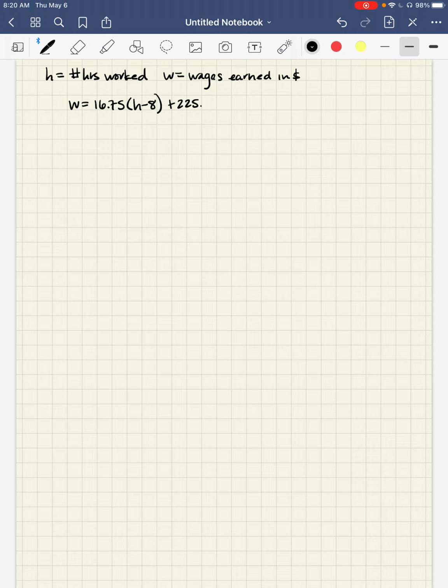So first off, let me define some variables. Let's say H is the number of hours worked, and let's say W is the wages earned in dollars. And then I think most of you guys got to this point where you were able to write your formula. So you found your crock, and then you picked one of your reference points. I'm going to pick this one as my reference point. And you were able to write your formula.